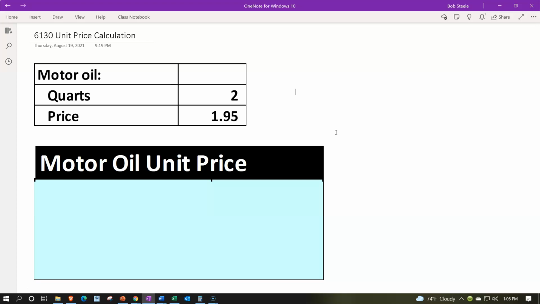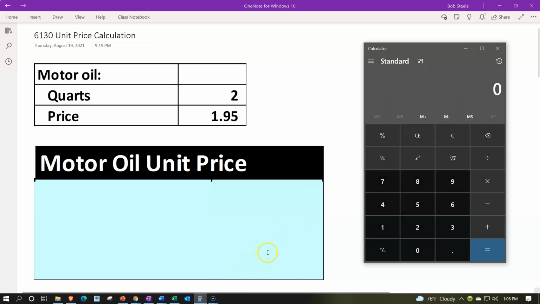Okay, so we're starting off with the motor oil. We're going to say that the 2 quarts of motor oil cost $1.95. $1.95 for the motor oil.